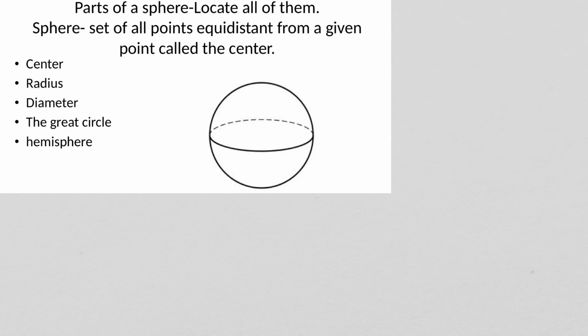So we have the center here. We have the radius. We have the diameter, which is this whole thing. Hemisphere will be half of the sphere.